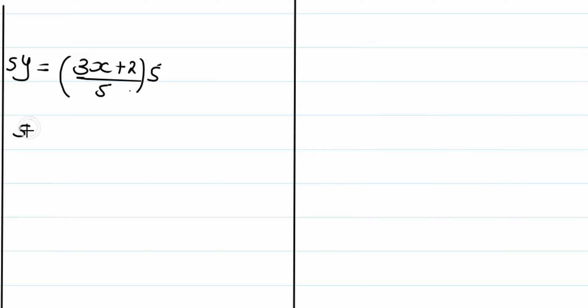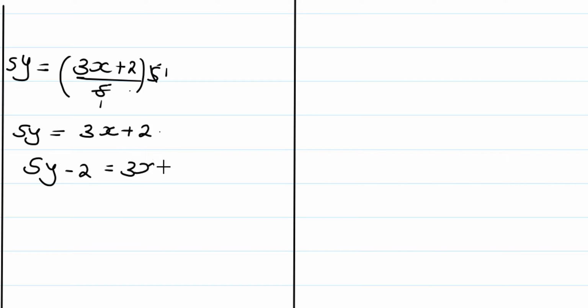Now I have 5y is equal to, this 5 cancelled with this one, so I remain with 3x plus 2 like that. And then don't forget, we are making X the subject of the formula. So from there, I need to eliminate anything here, the constants in this case, for example this 2. So I can say 5y, then I move this 2 to the other side, so it becomes 5y minus 2, because here it was positive, is equal to 3x. But you see, I only need X as the subject of the formula. I don't need it to have any coefficient.